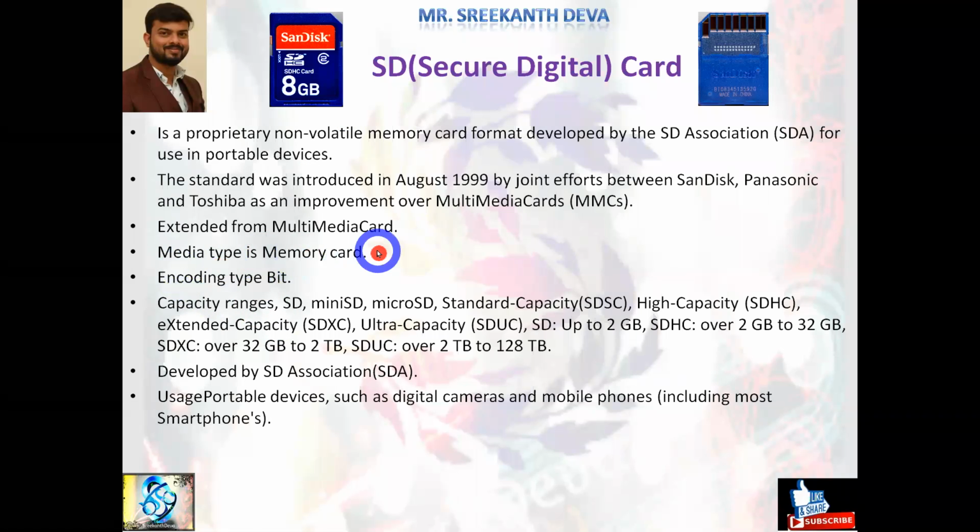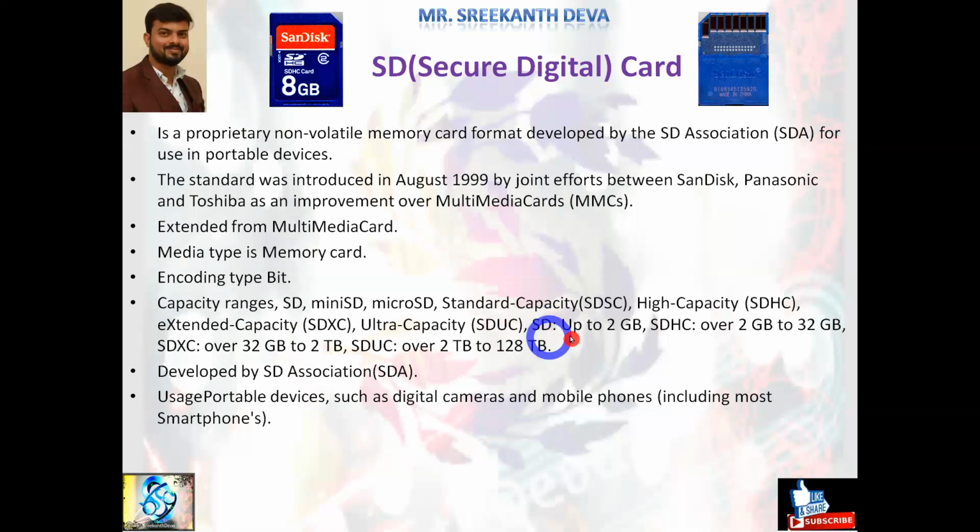Media type is what? Memory card. Encoding type is bit type. The capacity ranges from what? SD, mini SD, micro SD, standard capacity SDSC, high capacity SDHC. So this is about the high capacity SDHC card. Okay, like that in the market, extended capacity SDXC and ultra capacity SDUC are also available.